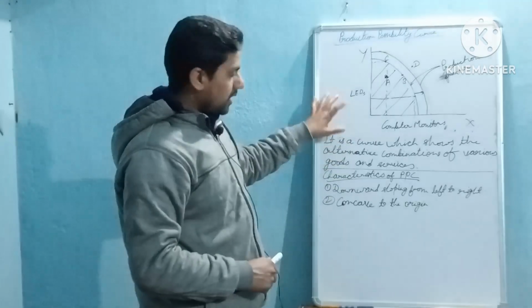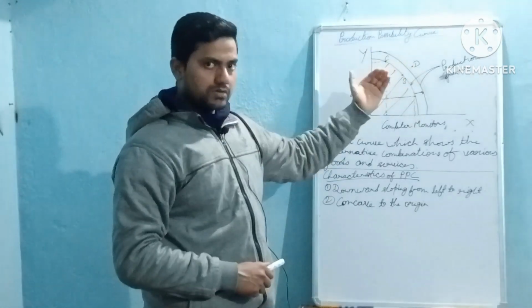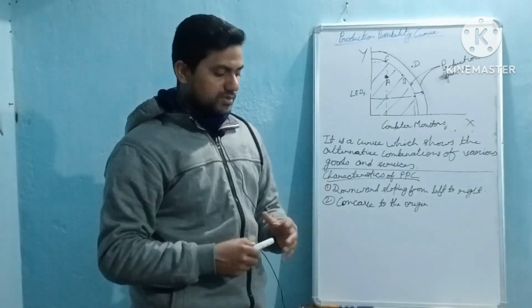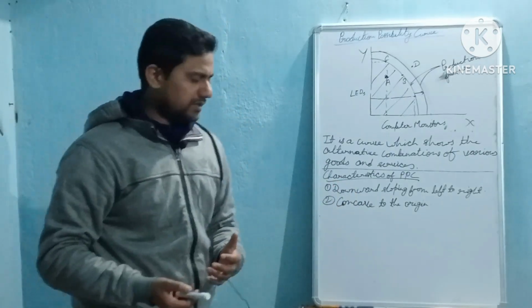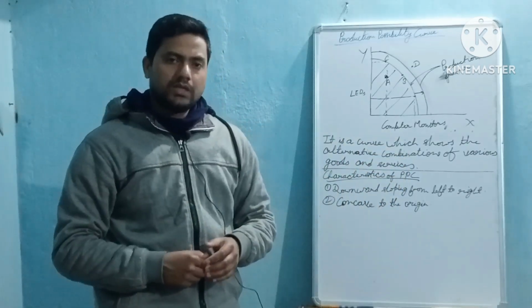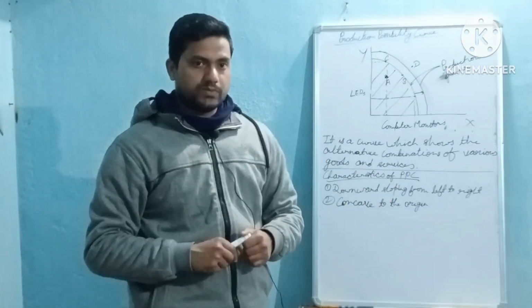Now next, this production possibility curve is curved. It means this is not straight. But is it possible that this production possibility frontier or curve can be a straight line? Yes, this is possible.